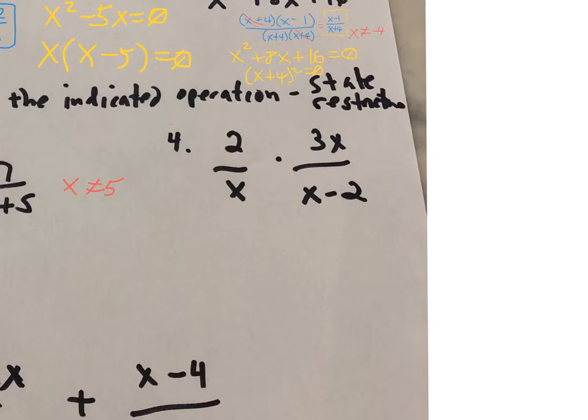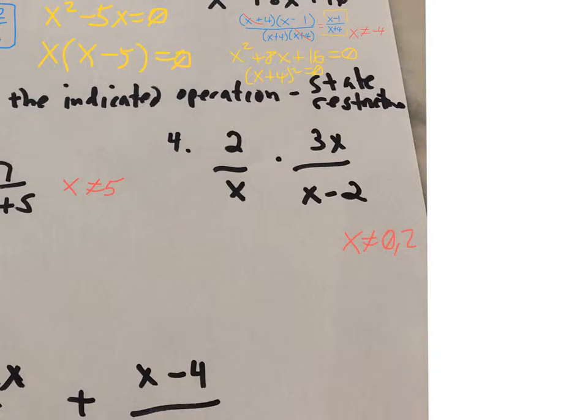Okie dokie, stating the restrictions here. The restriction is fairly easy to figure out. X clearly is not allowed to be 0, and x clearly is not allowed to be positive 2. So x must not equal 0, 2.